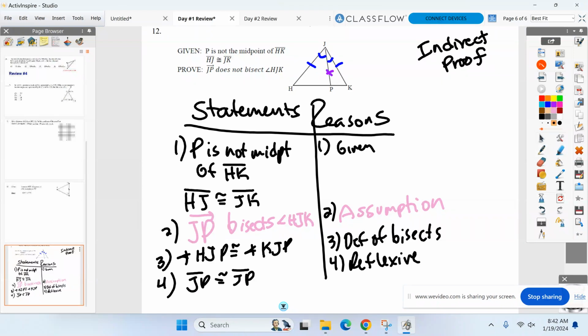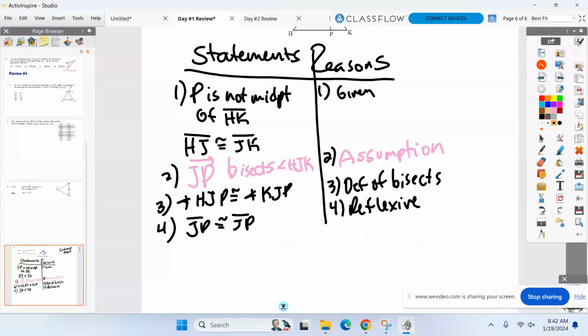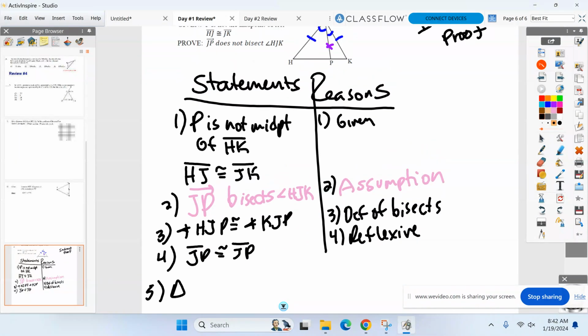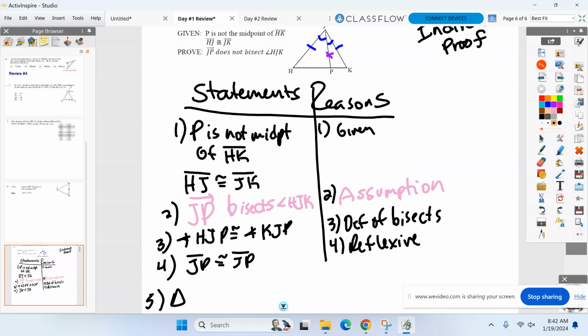All right, let's keep going. Now the triangles are congruent. I'm just going to need a method though. Triangle HJP congruent to triangle KJP. What's one of the 5 methods we have? Side angle side, yep. If anybody did H and K, that would be angle side angle. All right, great. You got the triangles congruent.